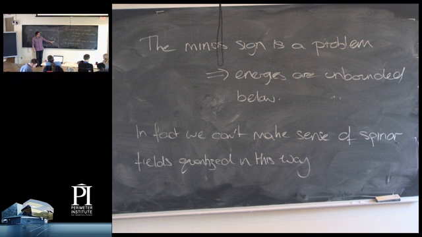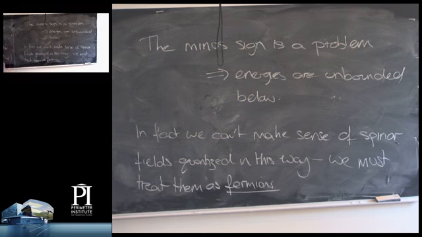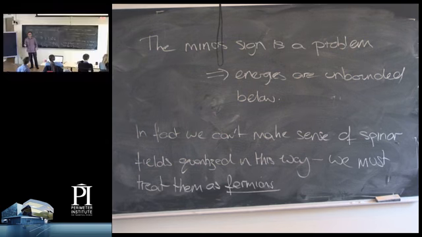I think in the next lecture we'll see the resolutions of this, and I may also compare and contrast with Dirac's picture. Let me just finish the sentence here, and then I'll come back to you. So we can't make sense of spinor fields quantized in this way, and what we've got to change is that we've got to treat them as fermions. And that means going right back to those commutation relations we started with and writing down something a little bit different. We'll see exactly what it is in the next lecture.